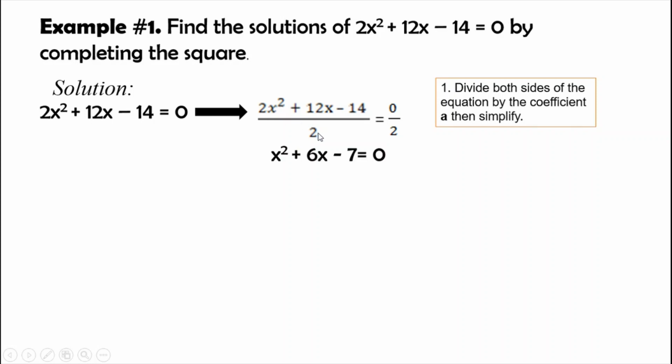2x squared divided by 2 is equal to x squared. 12x divided by 2 is equal to 6x. And then, minus 14. 14 divided by 2 is 7. And of course, on the other side of the equation, 0 divided by 2 is equal to 0. Then, step 2, we have to rewrite the equation in the form given earlier, quantity x minus h squared equals k.